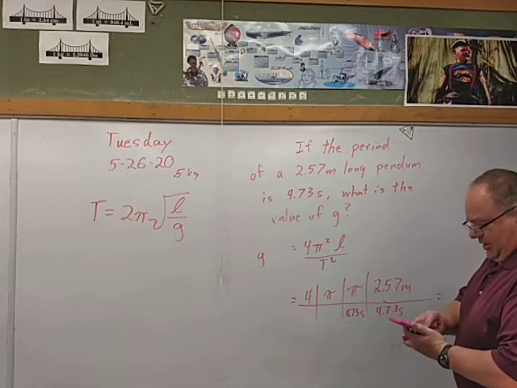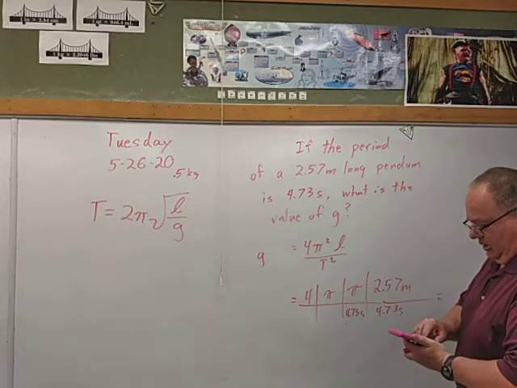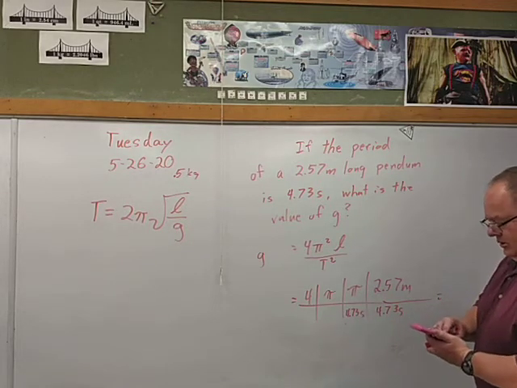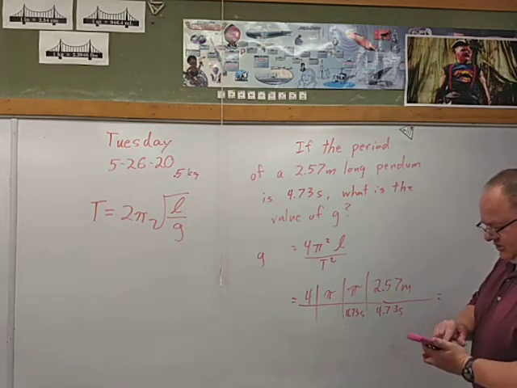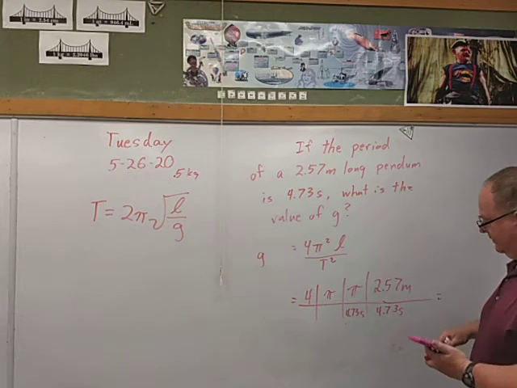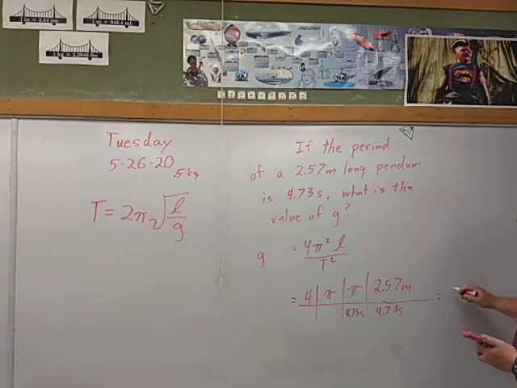4 times pi times pi. Notice I put it in twice so I didn't forget to square it. Times 2.57 divided by 4.73 divided by 4.73 equals, and I got 4.53 meters per second squared.